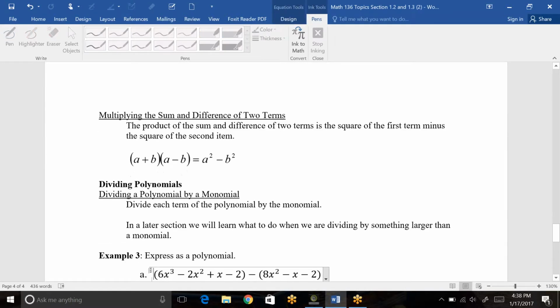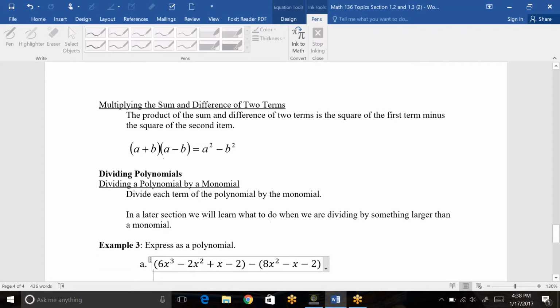There is something interesting when you have two binomials that are the same except they have different signs in the middle. They will actually have some things cancel out when you try to multiply. This will be more important in the next group of sections because we'll have to talk about undoing this, which is factoring.